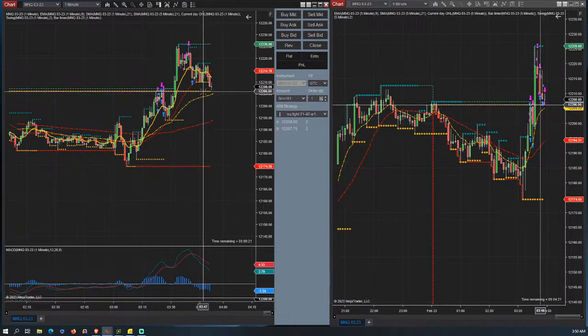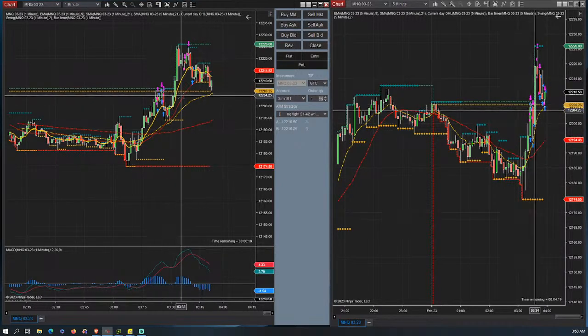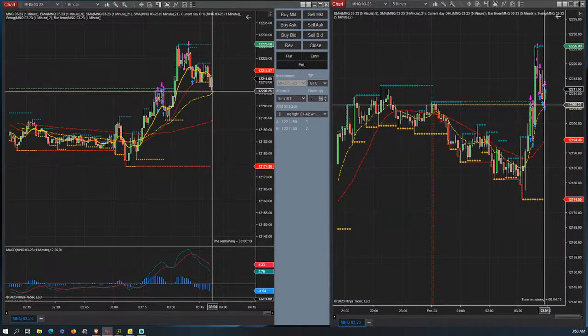I don't know if it's going to break this. It's a level right here. Nope. Yeah, I just got chopped out a little bit. Let's see. Really need to get my charts comfortable, my setup more comfortable.